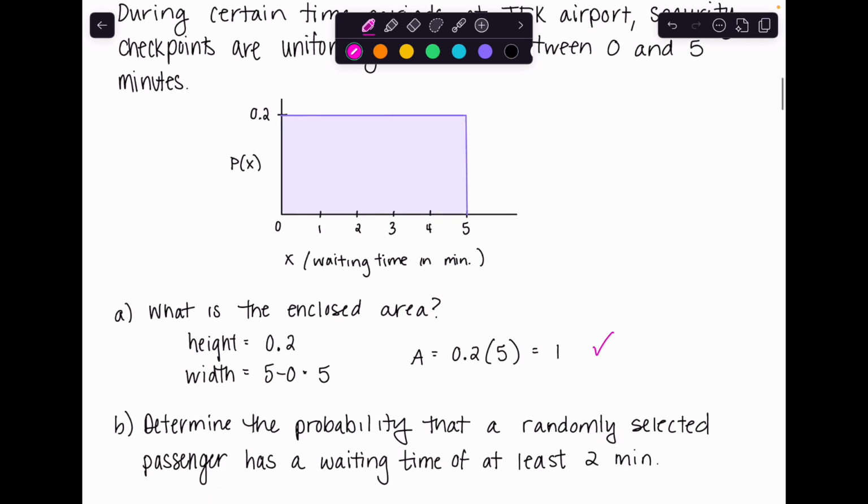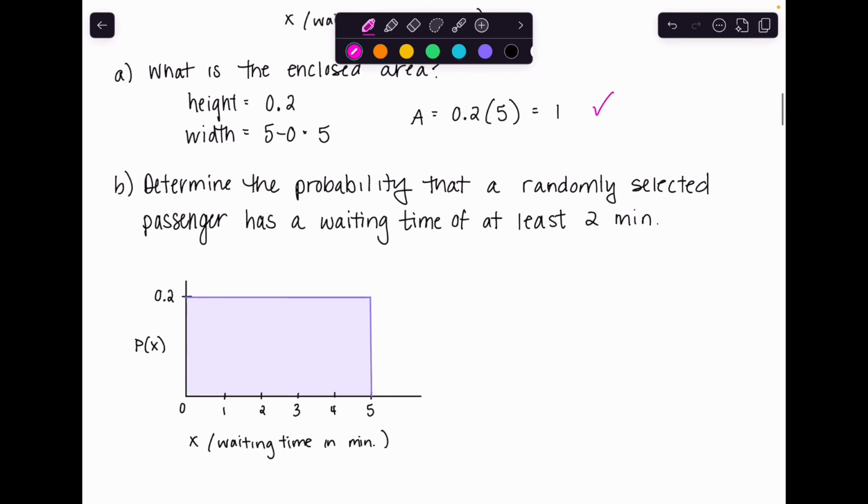So what we want to do, utilizing this table, is determine the probability of a randomly selected passenger having a wait time of at least 2 minutes. Again, this is a range of values. I want to wait at least 2 minutes, so 2 is my cutoff point. And what I actually want is this area here. These are people who are waiting at least 2 minutes, but up to 5. If I can figure out this area, that gives me my probability.